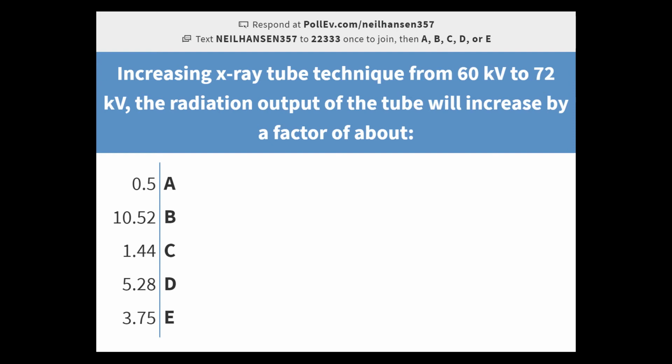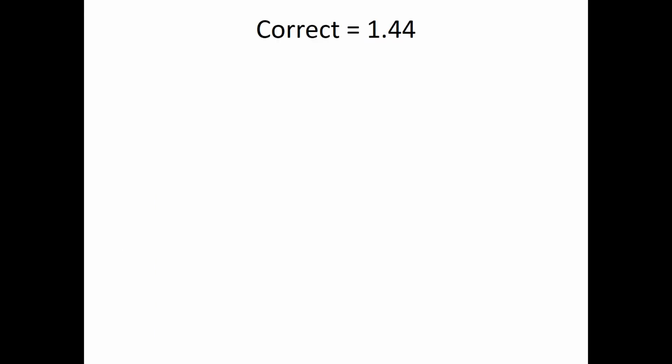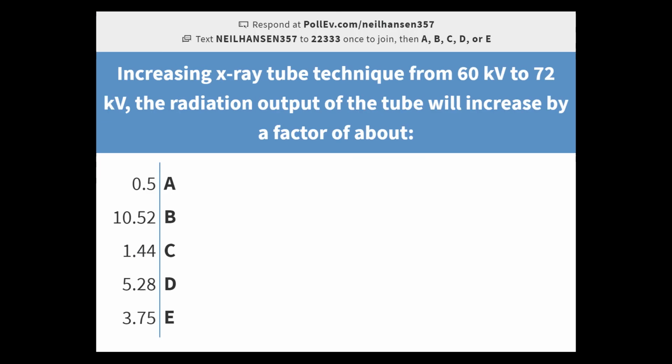The correct answer is 1.4. So you could get that just by the little trick I told you, right? Going from 60 to 72, that's an increase of 12, so that's about a 20% increase in kV. If you do the math on that, a 20% increase in kV should result in 1.5 to 2 times increase in the number of X-rays produced. So 1.4 is the number that's closest to 1.5 to 2 there. So that would be the correct answer.